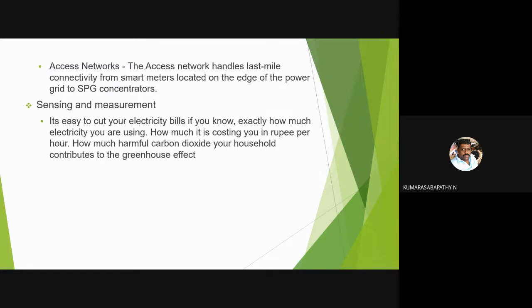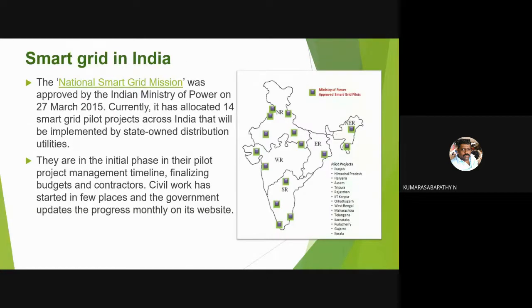It is easy to cut your electric bills if you know your usage. By using a smart meter, nowadays the assessors from the electricity board come to your home for calculating the power consumed over 2 months. After the introduction of the smart grid, it can be monitored remotely. So the service provider can check how much power you have consumed, and it can be easily monitored.